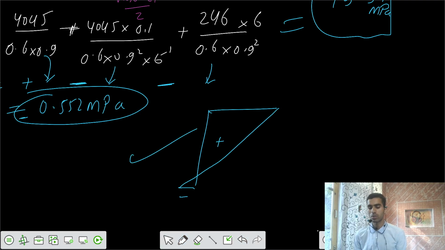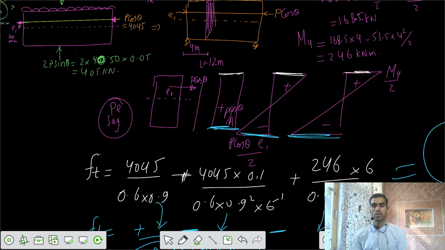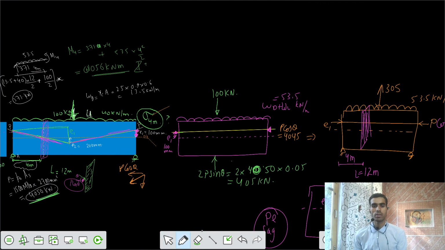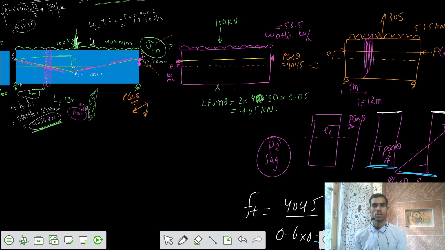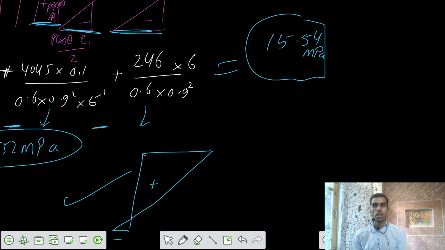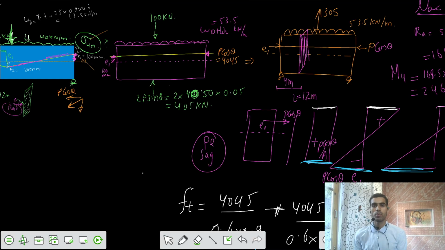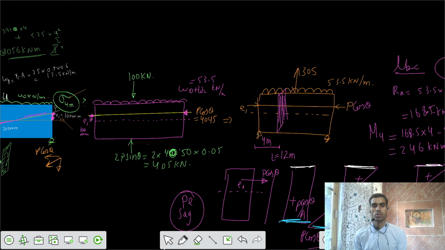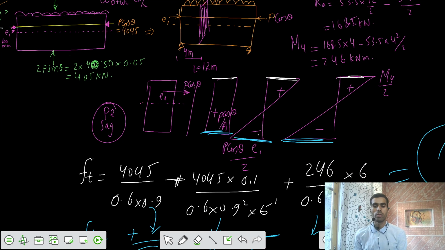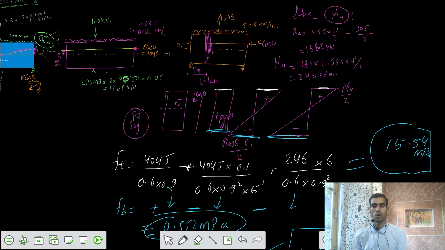That was the stress using the concept of load balancing. The third method is using the concept of strength method, which we call the strength concept. You can see that the stresses should be the same, 0.552 and 15.54, and you compare with the stress method. You can have the same stresses there also. So we'll have the same value of stress in all methods.